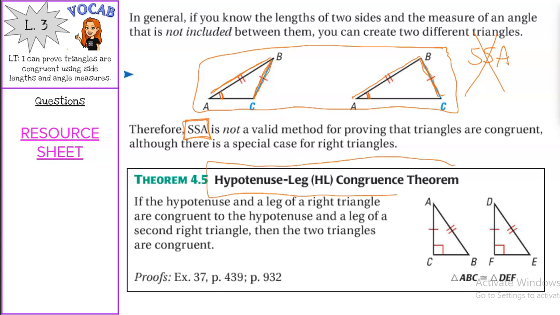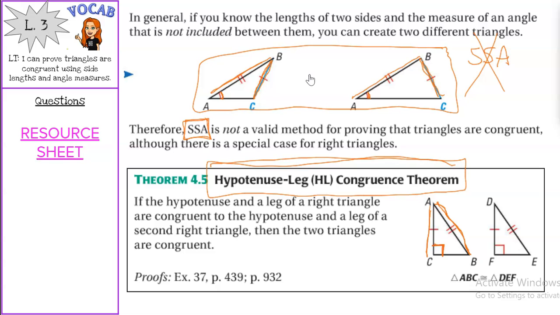So we call it hypotenuse leg because we have special names for our sides in right triangles. As you can see, the hypotenuse would be one side, the leg would be the other side, and then the 90-degree angle is the angle, but we just call it hypotenuse leg because when we use the word hypotenuse, we know we are dealing with a right triangle. So as long as the hypotenuse of one triangle is congruent to the other one, and the leg of one triangle is congruent to the leg of the other, we have congruent triangles.